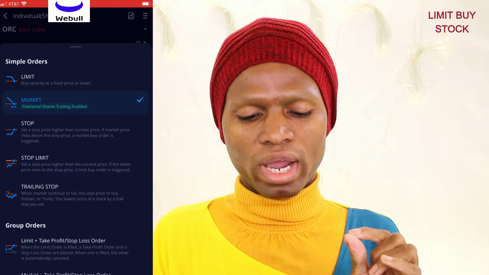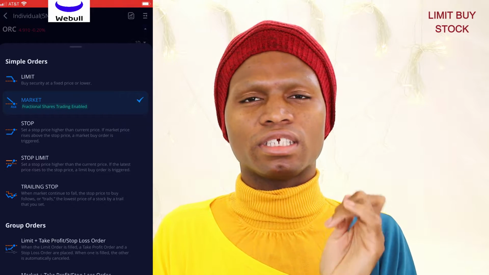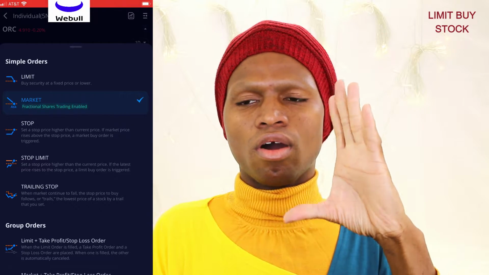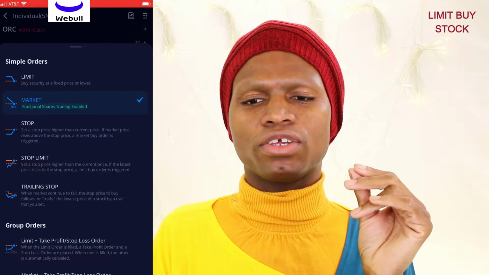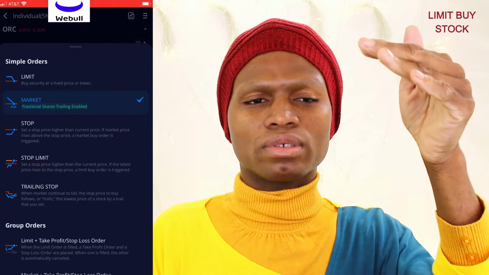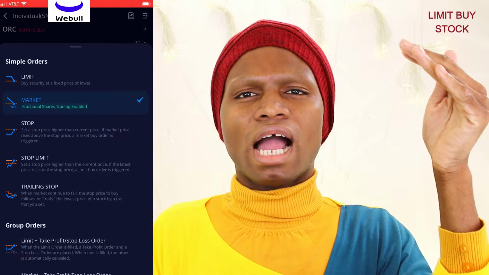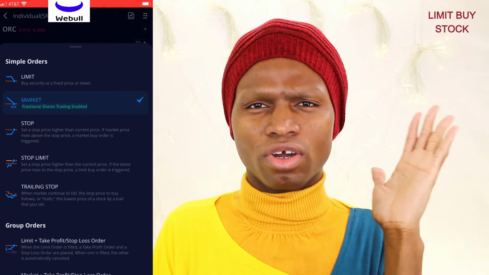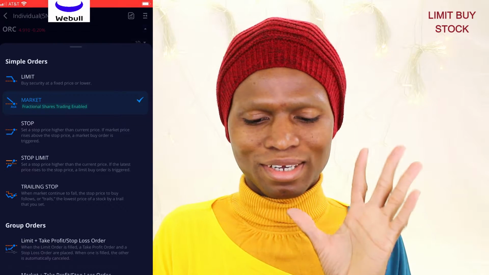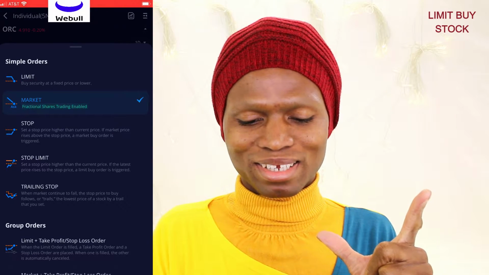Trailing stop is if your stock has grown to a particular point, and you said that if this stock ever falls down to this certain price, sell me out. So it will just automatically sell it out even if you don't want. I'll show you guys how to do that later, okay?